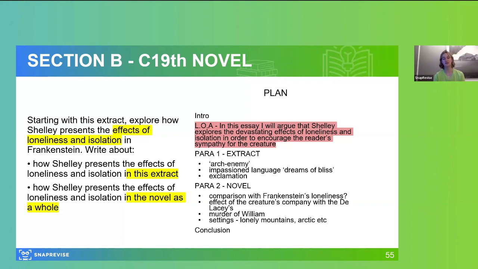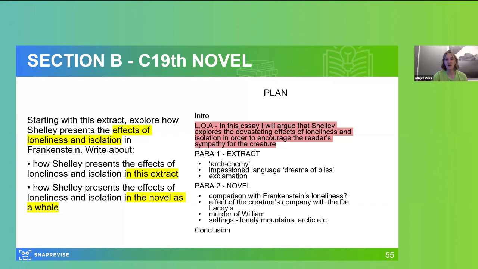So in Frankenstein, setting plays a really important part in presenting effects of loneliness and isolation. The setting often mirrors the isolation. There are a lot of really desolate landscapes, really extreme landscapes, such as the Arctic, such as the Alps. They have a really intense confrontation on, I think it's Mont Blanc. So yeah, talk about how setting can influence your understanding of the text as well.